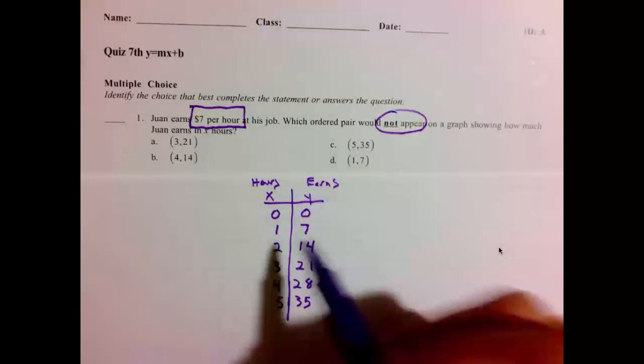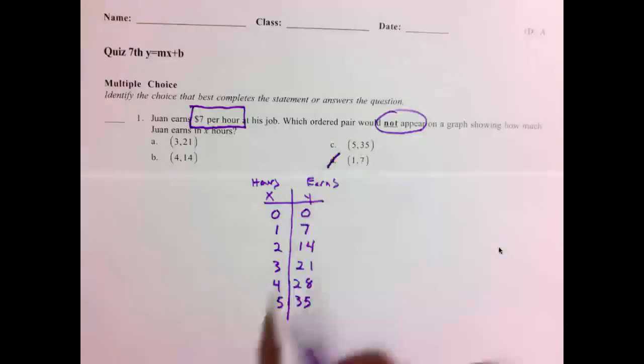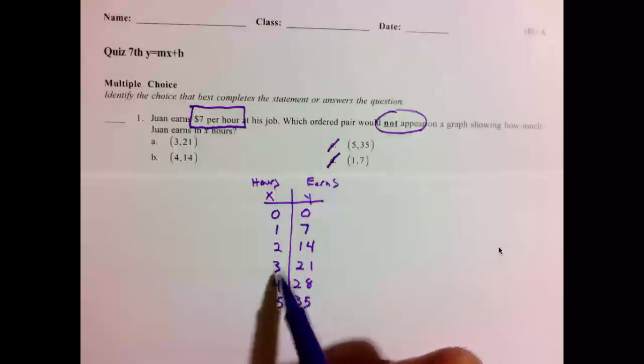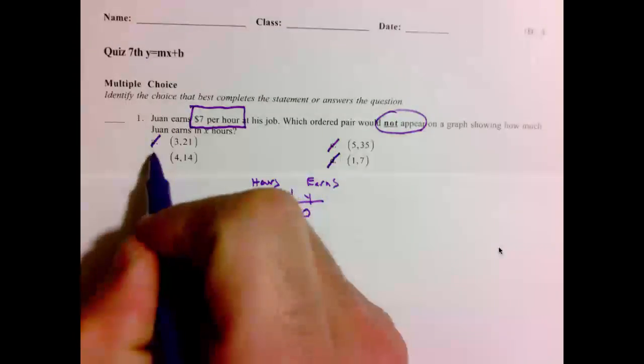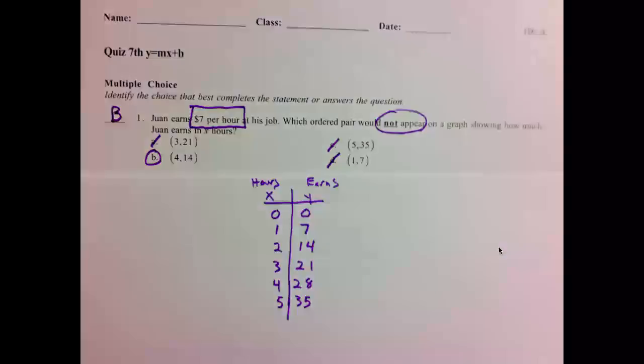Well, indeed, 1 does pair with 7, so that will not be an answer. 5 pairs with 35. 3 pairs with 21. 4 does not pair with 14. Alright, 4 pairs with 28, so 1 is B. This relationship would be proportional. It would be linear, and it does go through 0, 0. Proportional relationship.